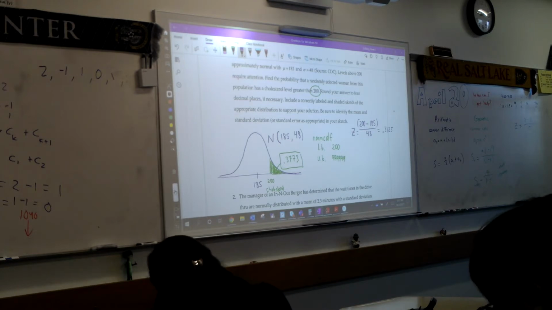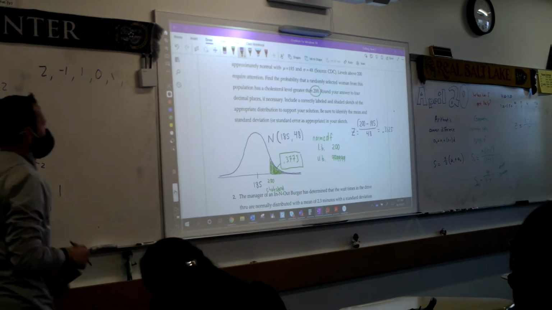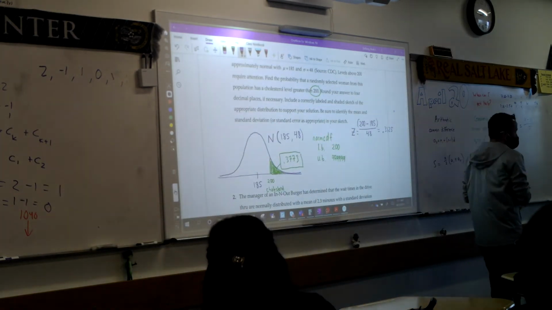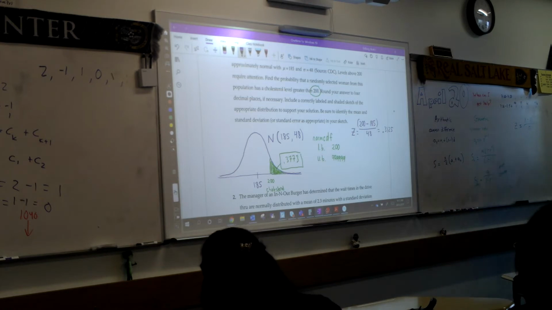Now I want to pause there and ask you guys, how do we interpret a z-score? What does this 0.3125 tell us about 200? Take a second, turn to your neighbor, see if you can remember how to interpret that correctly.